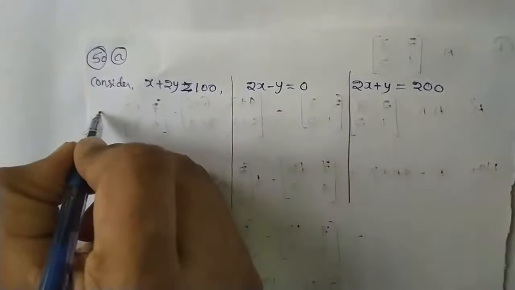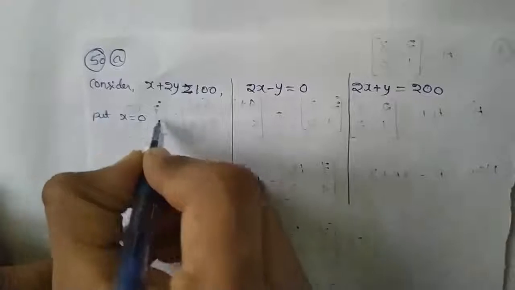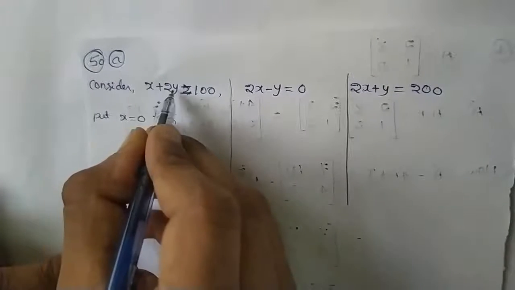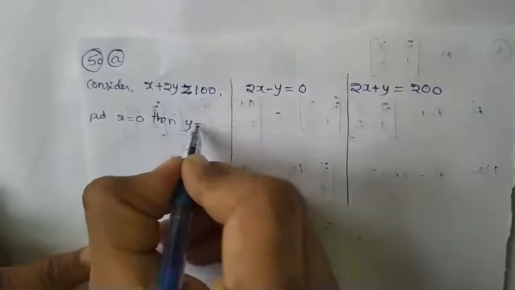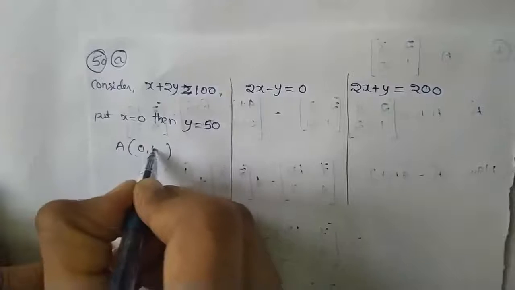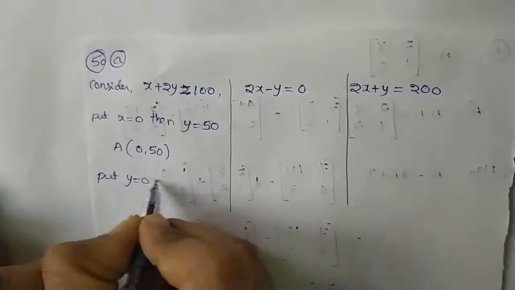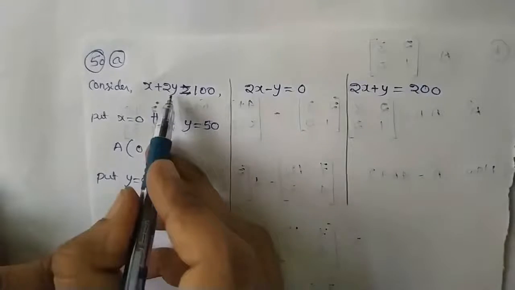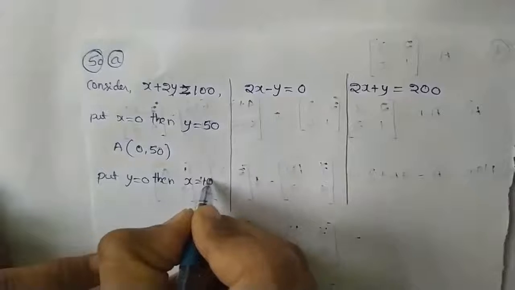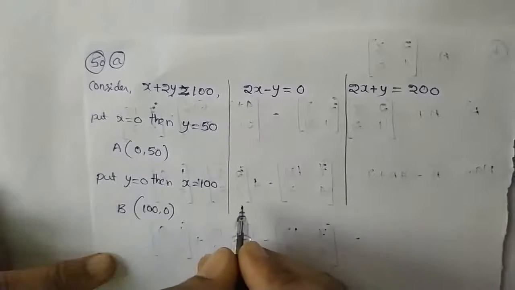So first we need to find A, B. Put x equals to 0. Then y equals to 50. Therefore the point A is (0, 50). Similarly, put y equals to 0, then x equals to 100. Therefore the point B is (100, 0).